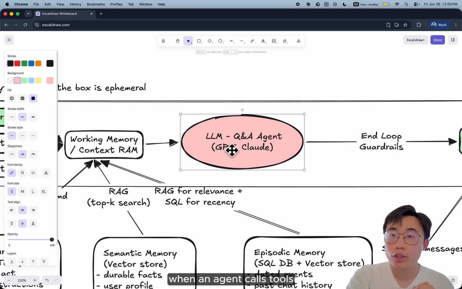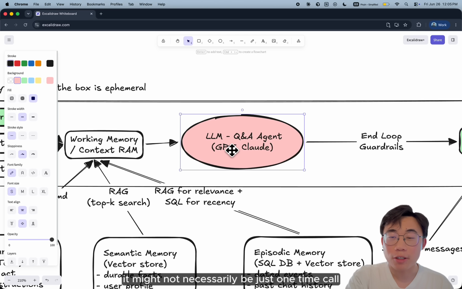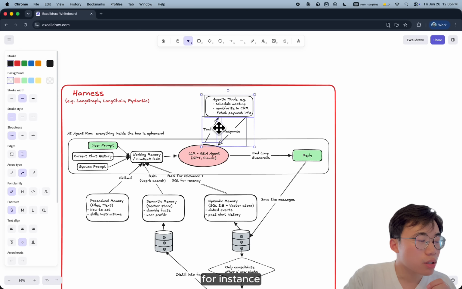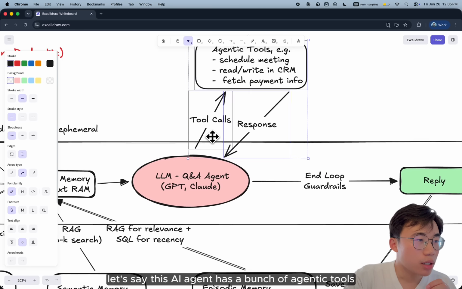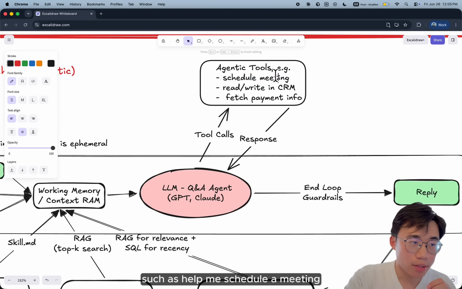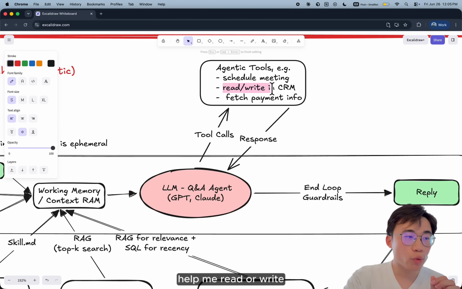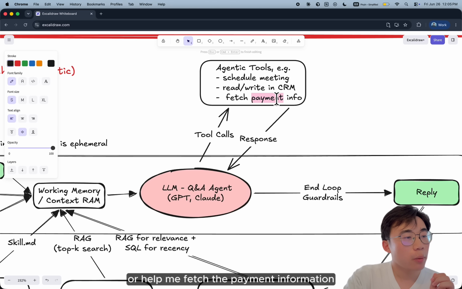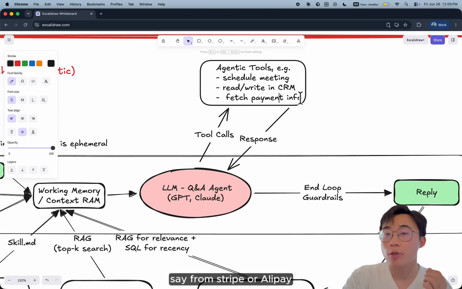When an agent calls tools, it might not necessarily be just a one-time call. It could be multiple calls. For instance, let's say this AI agent has a bunch of agentic tools such as help me schedule a meeting, help me read or write my customer relationship data from the CRM system, or help me fetch the payment information, say from Stripe or Alipay.